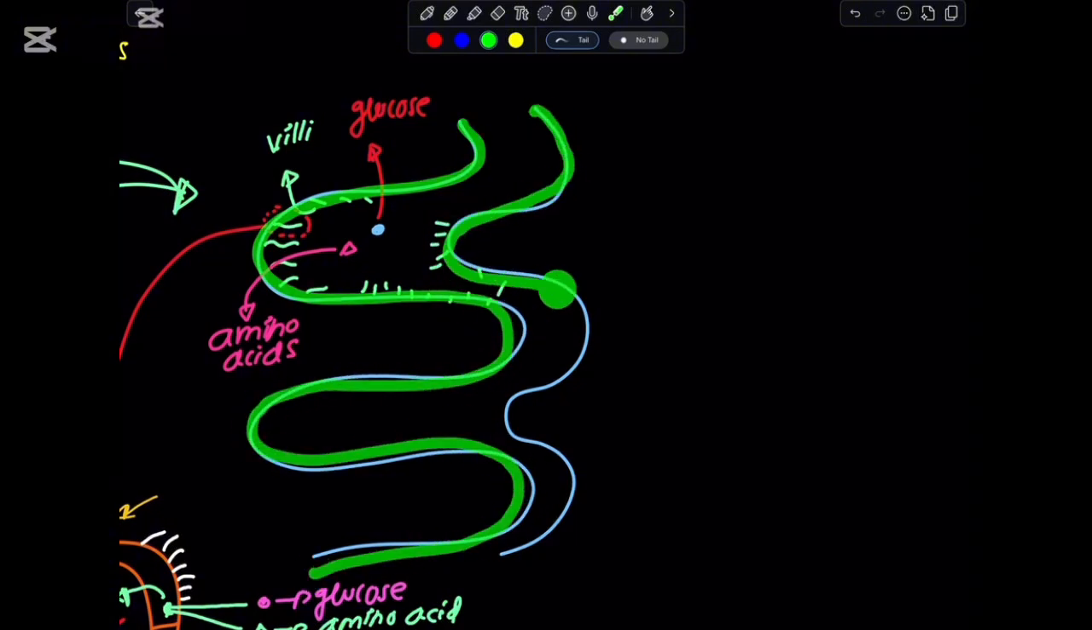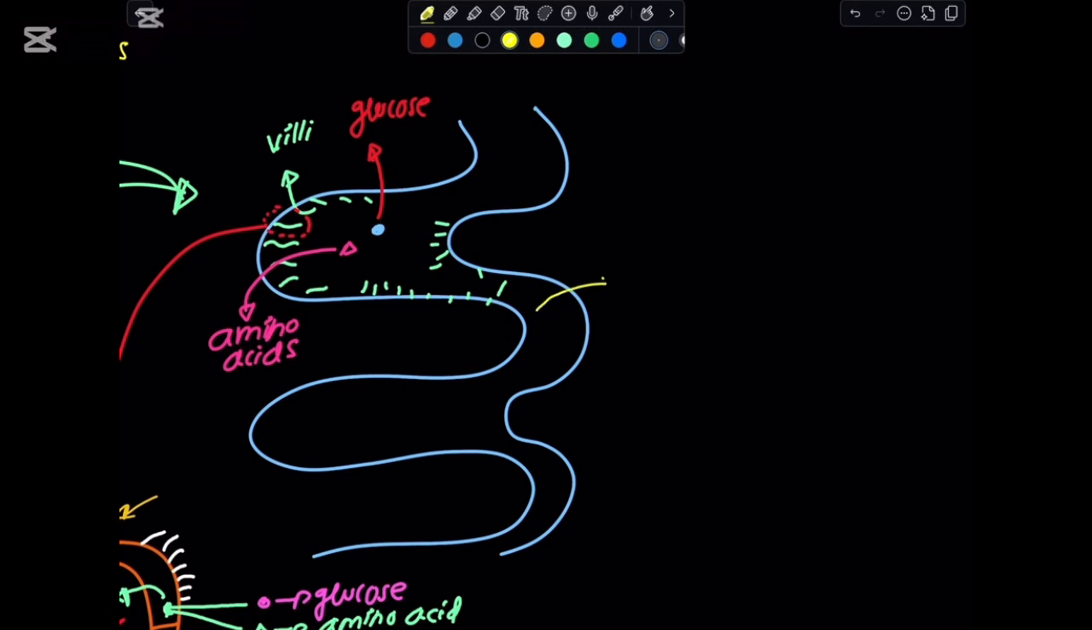These are the same small intestines. And in the small intestines, now we have this empty space coming. This empty space is regarded as the lumen, and in the lumen the digested food particles lie. Like I have shown you the glucose at this point, and the amino acid at this point. Now we need to take them into the blood.